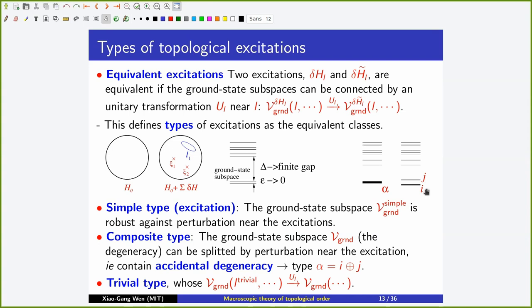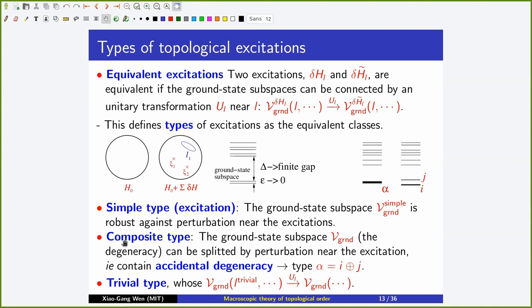So this may happen. When mathematicians talk about excitations, they never say excitation, they call it an object. When they say object, their object actually includes this accidental degenerate excitation. In physics, when we say excitation, we already assume there's no accidental degeneracy. But in general, if you do things very carefully, with just a trap and a ground subspace, this definition includes this accidental degeneracy. Therefore this composite type just means that we have accidental degeneracy.